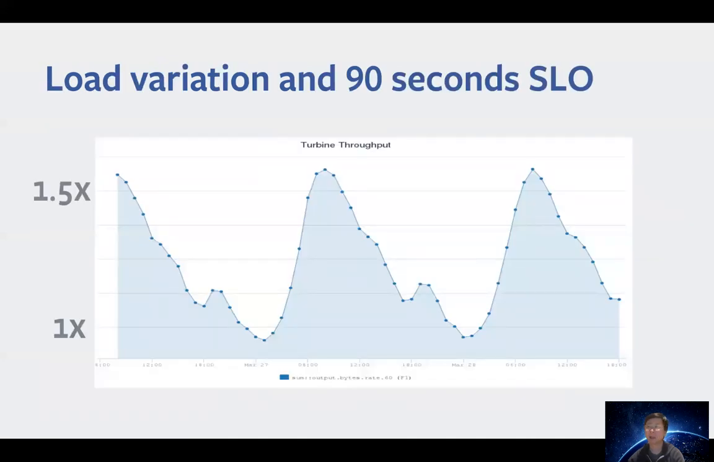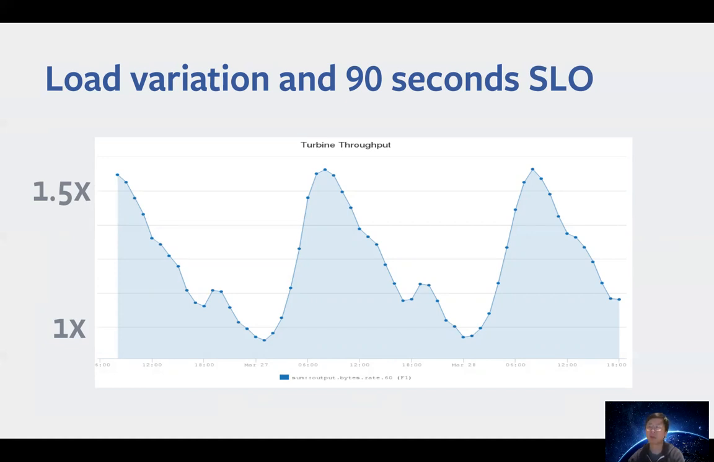Finally, let's take a look at how we provide a 90 seconds SLO when the input data volume can vary a lot. In this chart, we show the input rate for one job. The peak time input is about 50% higher than the valley time, and sometimes there can be sudden spikes. Obviously, we cannot count on humans to react to those kinds of load changes. To solve those problems, we'll need an autoscaler.